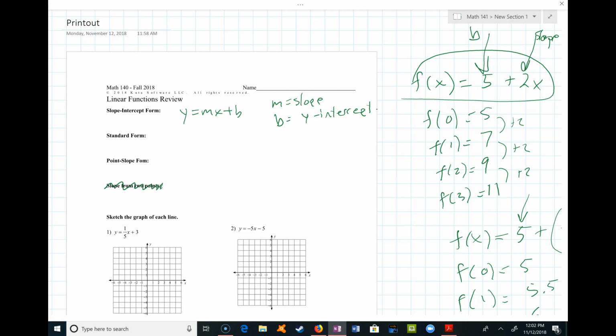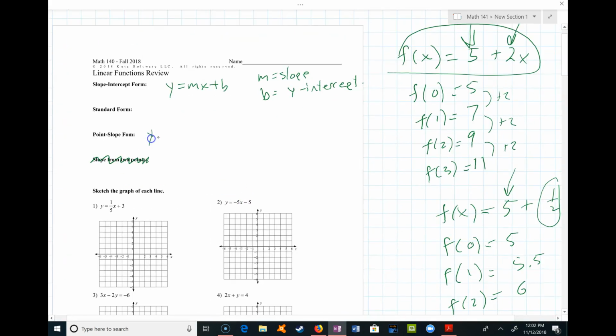We have another one called point-slope form of a line. That's y minus y1 is equal to m times x minus x1, where once again m is slope and x1, y1 is any point on the line. This is probably the most useful formula of the linear equation, because as long as I know a slope and a point on the line, I can write the equation.